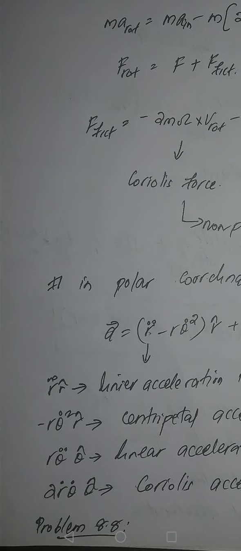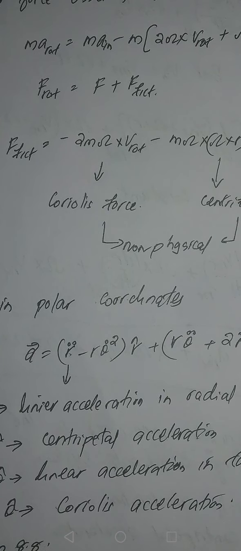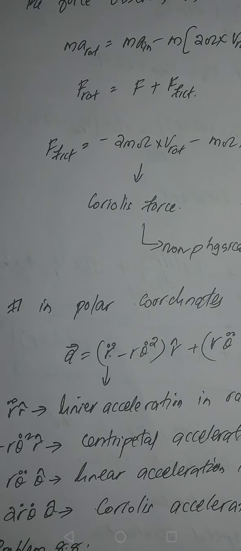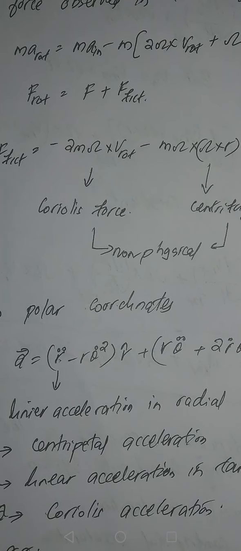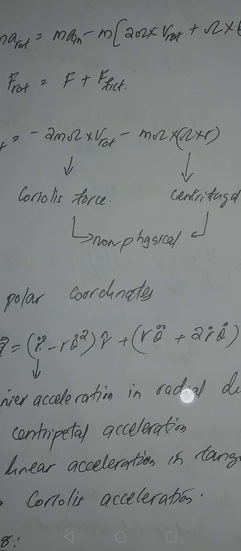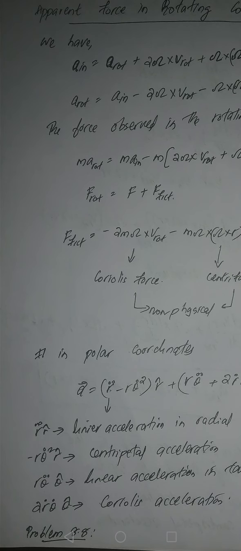The first term, r double dot, is the linear acceleration in the radial direction, and minus r theta dot square is the centripetal acceleration, and r theta double dot is the linear acceleration in the tangential direction, and remember the 2 r dot theta dot is the Coriolis acceleration. After you understand this, try to solve problem 8.8 in our textbook. That will give you more insight on this. Okay.